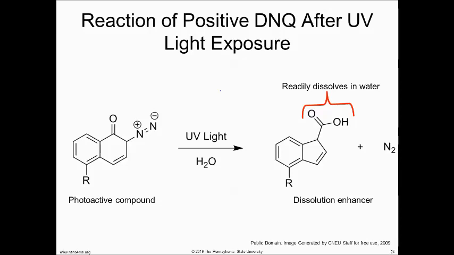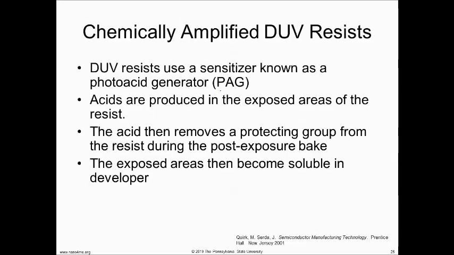And once it's weakened, now I can remove it selectively with a remover. The remover is going to remove the weakened stuff, but not the stuff that was not weakened, that didn't have the light hit it. Is everybody hip to that? Cool. So chemically amplified deep UV resist.